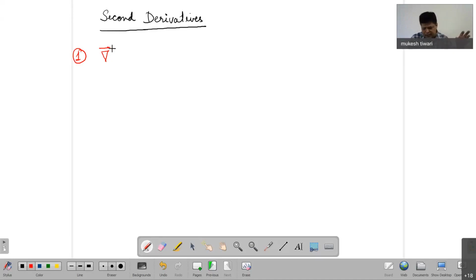We had this operator operating on a scalar, which we called a gradient. We took the dot product of the operator with a vector, we called it a divergence. We took the cross product of this operator with a vector, and we called it a curl. Now each of these operations, gradient of a scalar field and curl, gave you vectors. So doing those operations, you may get a vector or a scalar.